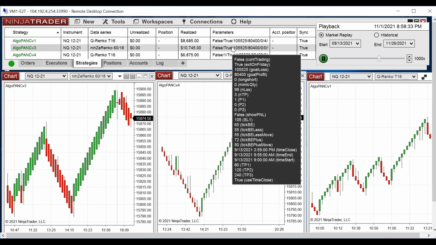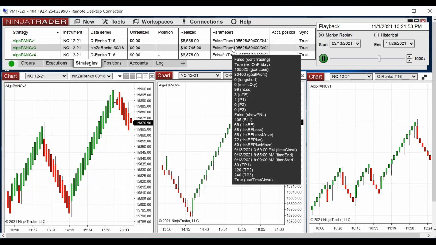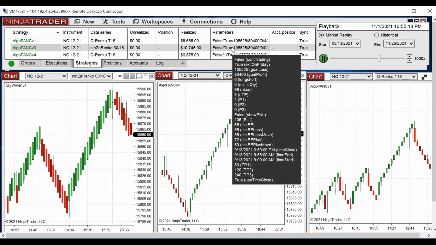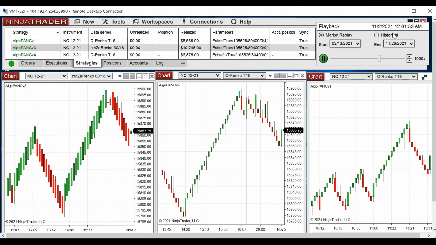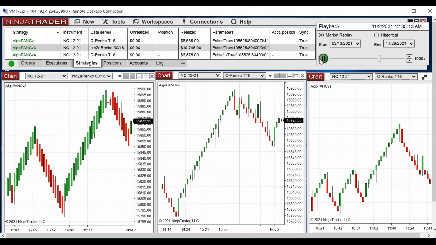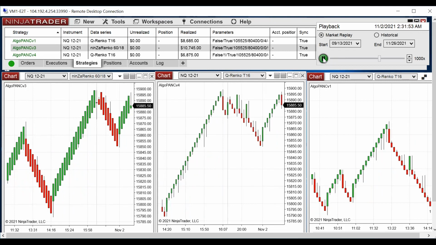So yesterday I did one with the break even starting at 70 ticks. Today I dropped that down to 65 ticks. Let's see how that compares. And I'll come back in another number of days to finish the replay.